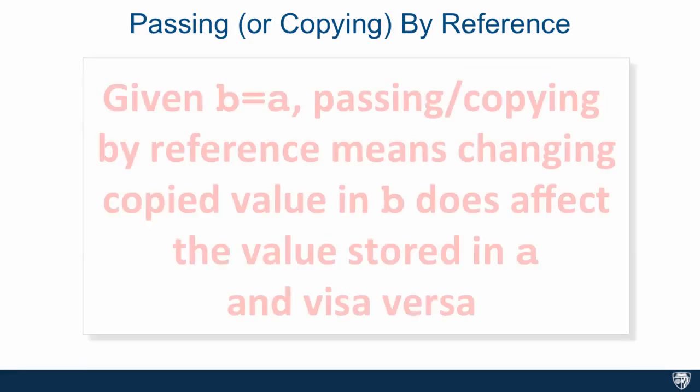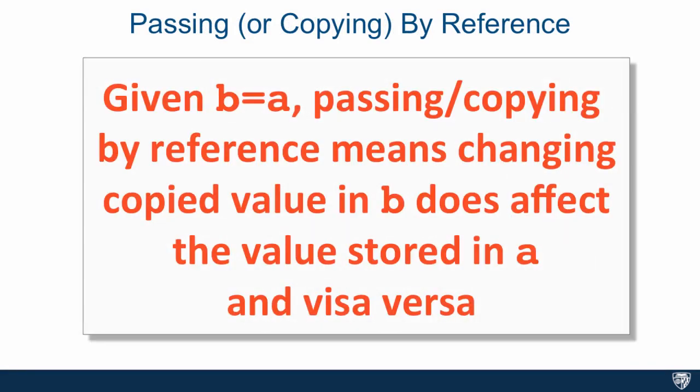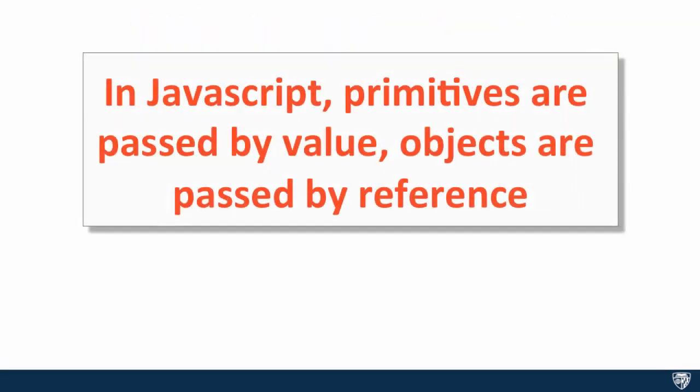On the flip side, passing or copying things by reference means that given b equals a, again we're copying the contents of a into b, passing and copying by reference would mean that changing the copied value in b does indeed affect the value stored in a and vice versa. So they're kind of pointing to the same location. Now in JavaScript, the way it works is that primitives are passed by value and objects are passed by reference. Or to say it another way, primitives are copied by value and objects are copied by reference.